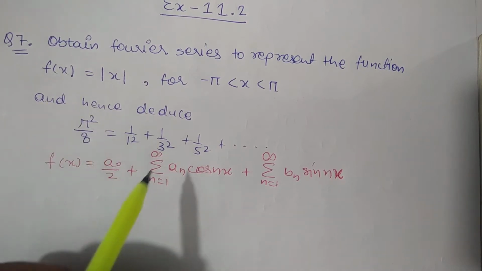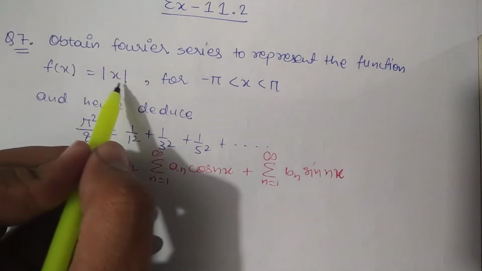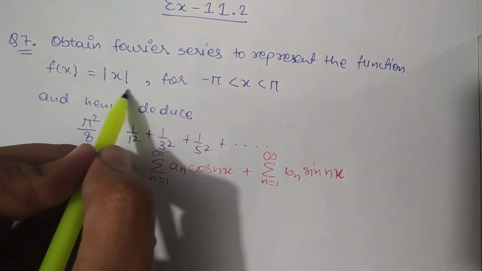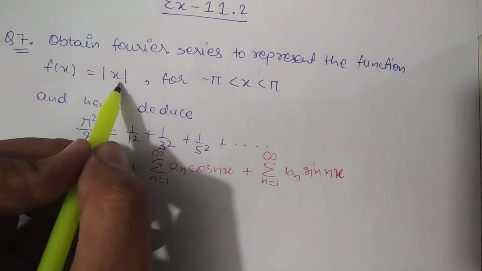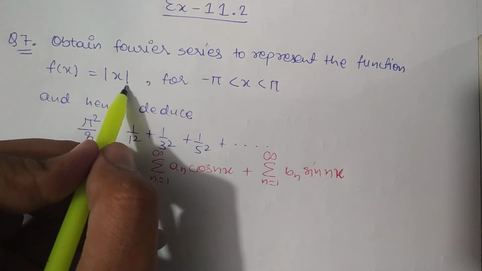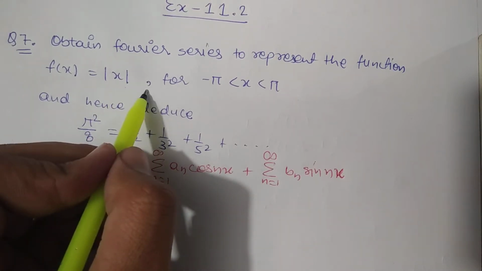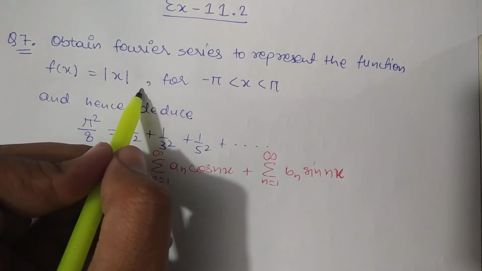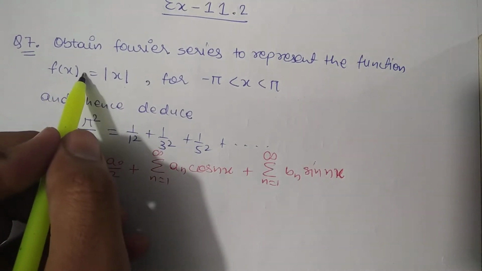So students, just see the value of the function is mod of x. That means the whole function will always be positive. It will not depend on the value of x. If x is negative, then this value will be positive, and if x is positive, then the function will also be positive. It means the function will always be positive.